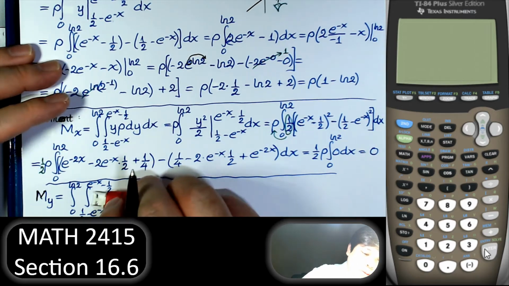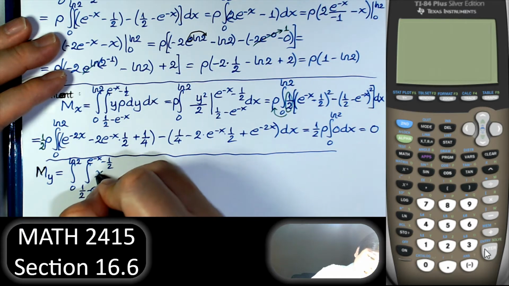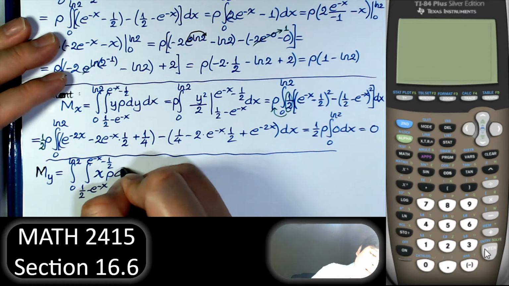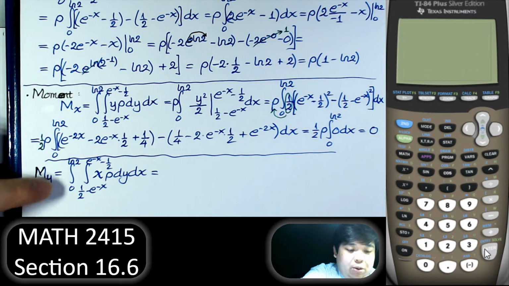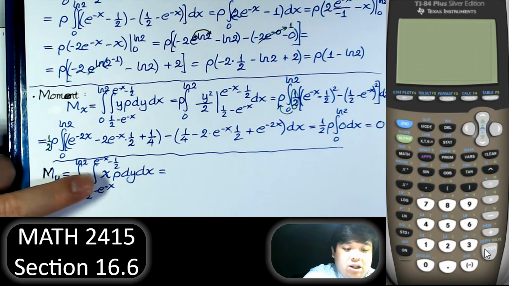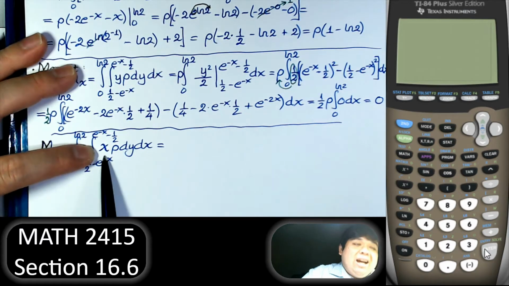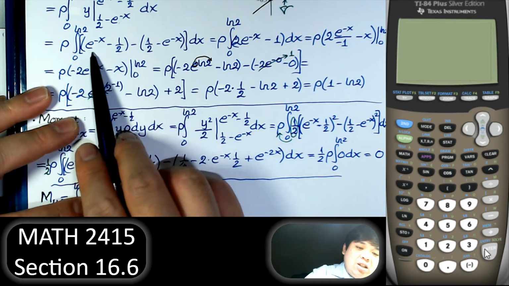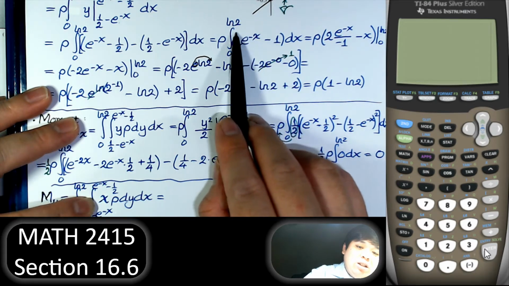Now for the moment about the y-axis, we will stick the x to it. And then rho dy dx. Moment about the y-axis, we stick an x to it. Now, this is almost something similar to this, because this x is a constant with respect to y, right? So earlier we did calculate that, and this is what we have here. We can even simplify to this, right?